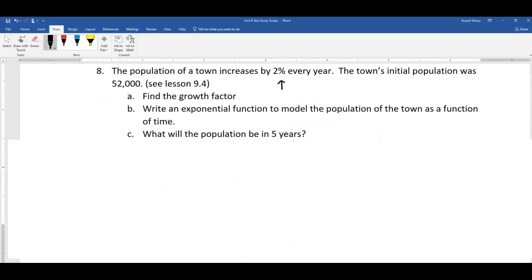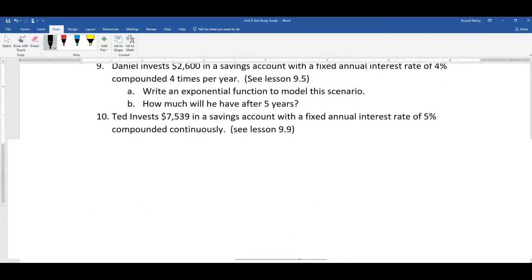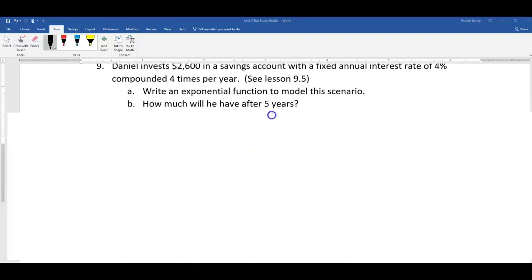All right, moving along to number 9. It says Daniel invests $2,600 in a savings account with a fixed annual interest rate of 4%, compounded 4 times per year. So some important information here. The first thing I want to point out, it says compounded. Notice that it doesn't say compounded continuously, and so we're using this formula here.